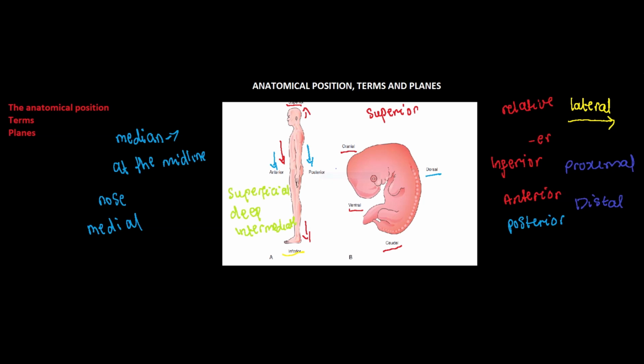So a structure is said to be superficial when it's closer to the surface of the body. Deep is used for structures that are further away from the surface, and intermediate is used for structures that are in between.